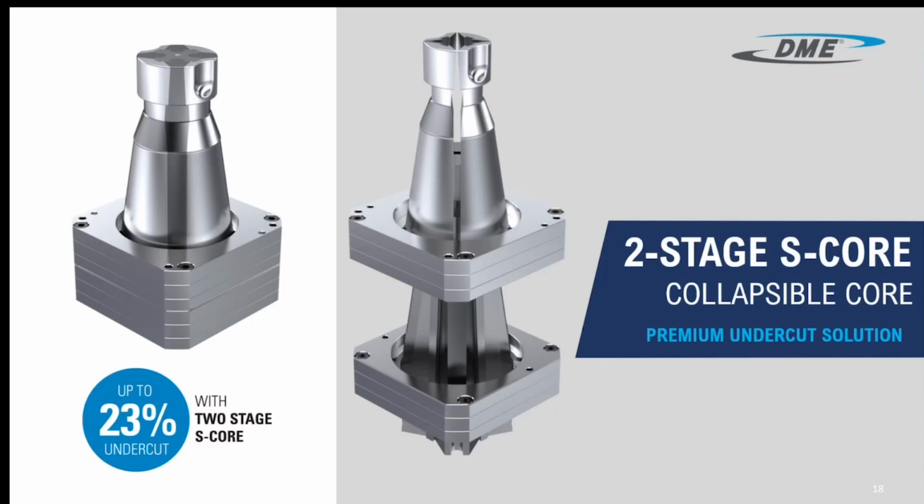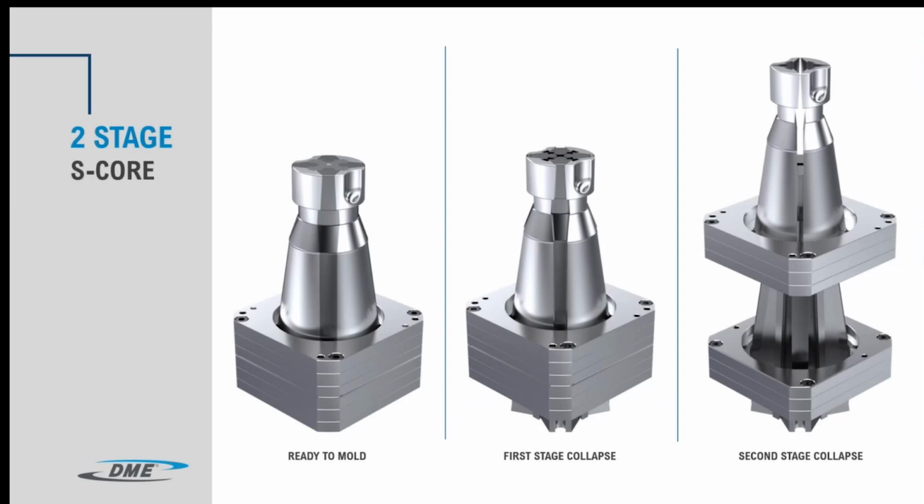And you can see here the package of the retaining rings. So we have two packages of it. Next slide, please, so we can better explain it. Here on the left side, you have the ready-to-mold version. It means you have the two packages of the location rings, and then in the middle, the first stage collapsed. So it's similar to a two-stage ejector.